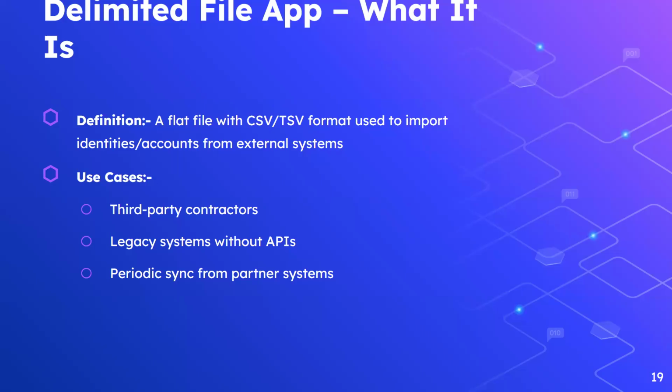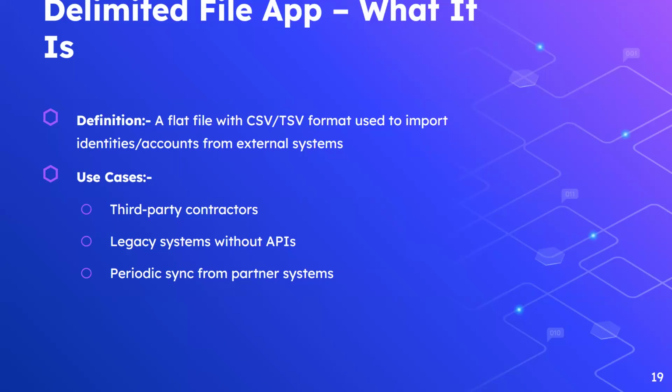Okay. A flat file with CSV, TSV format used to import identities that comes from external systems. Use cases: third-party contractors, legacy systems without APIs, periodic sync from partner systems. Yeah, because we have to deal with them and we have to get the fresh data again and again. If it was an API, it would be different. These are different ways basically that we're using.